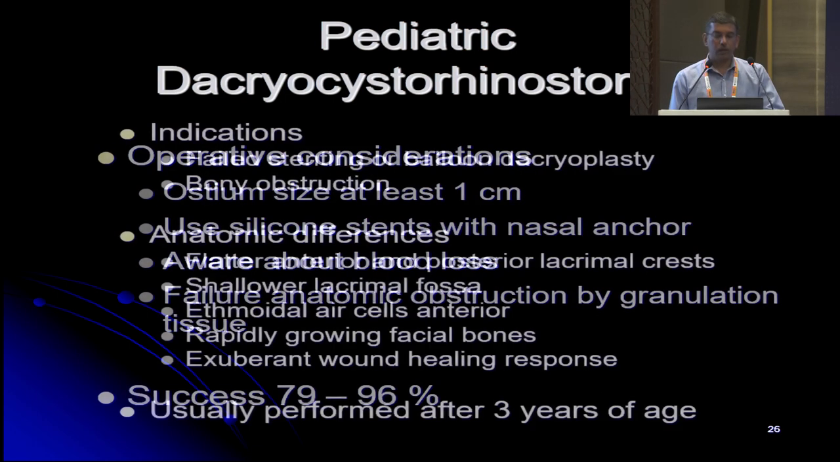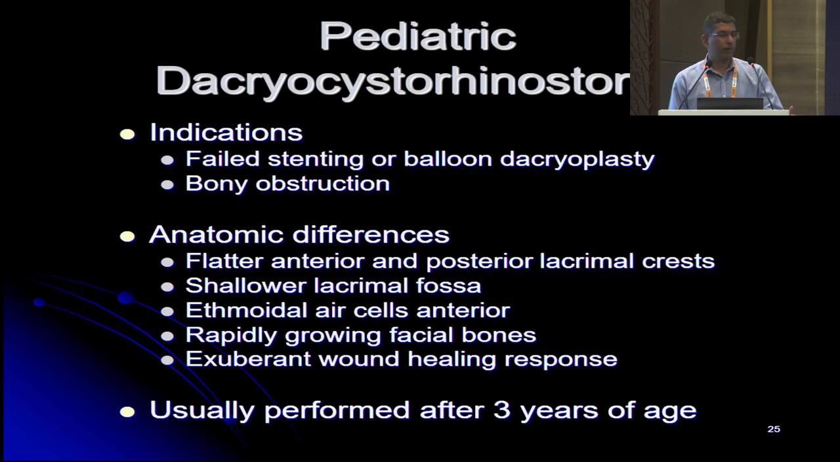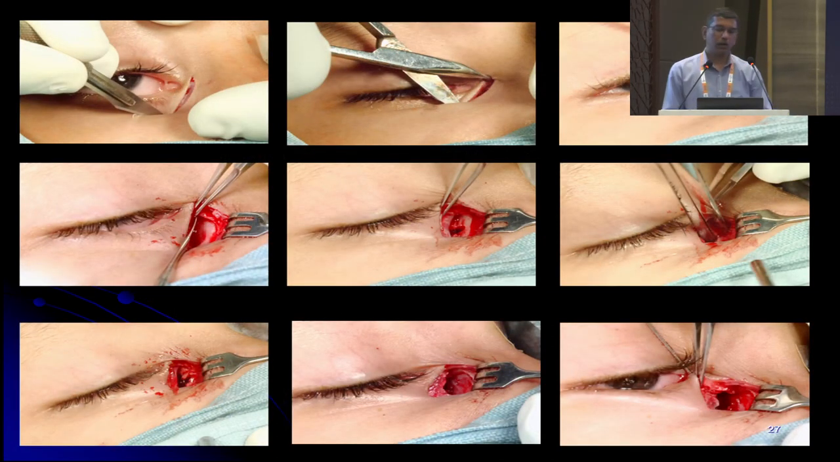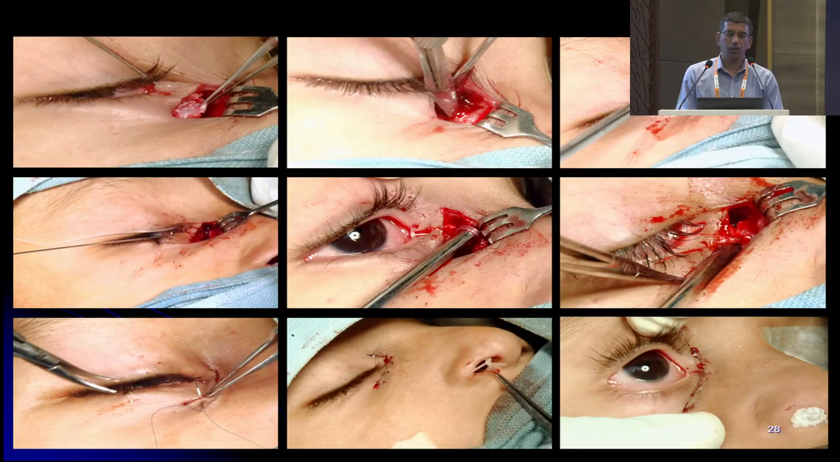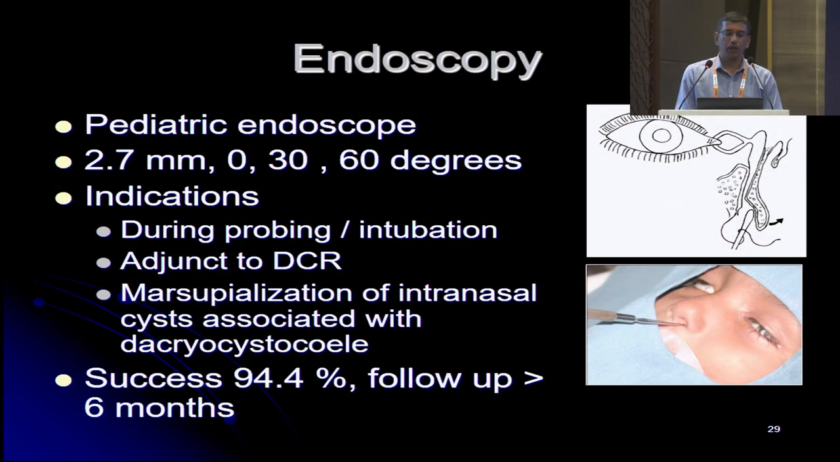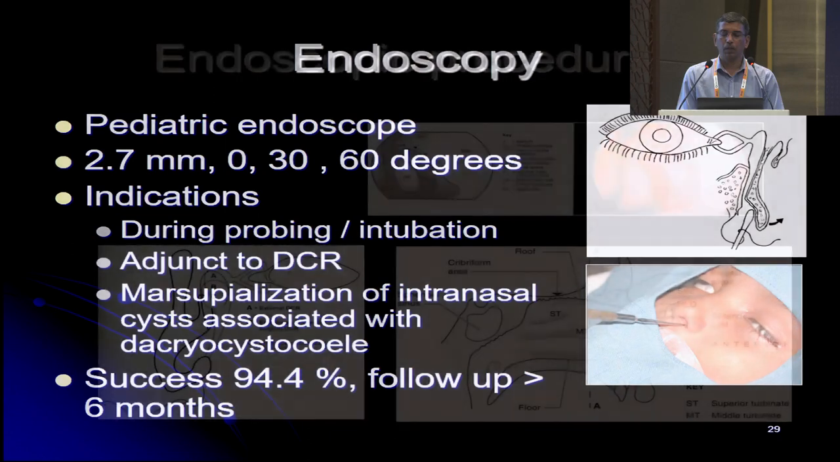Pediatric DCR, if it is a failed stenting and it is a bony obstruction, is usually performed after 3 years. It is not generally done before 3 to 4 years. We generally do it at around 4 to 5 years only. The steps in pediatric DCR are absolutely the same as in adult DCR, but in such cases, intubation is helpful to maintain patency. Endoscopy can be helpful if there is difficulty in intubation, or if the space to operate is less in children, in achieving proper intubation.